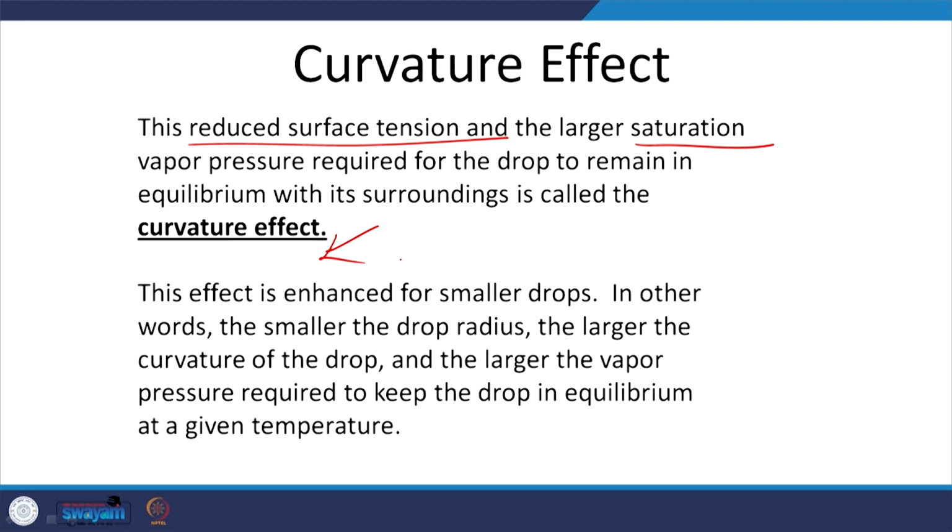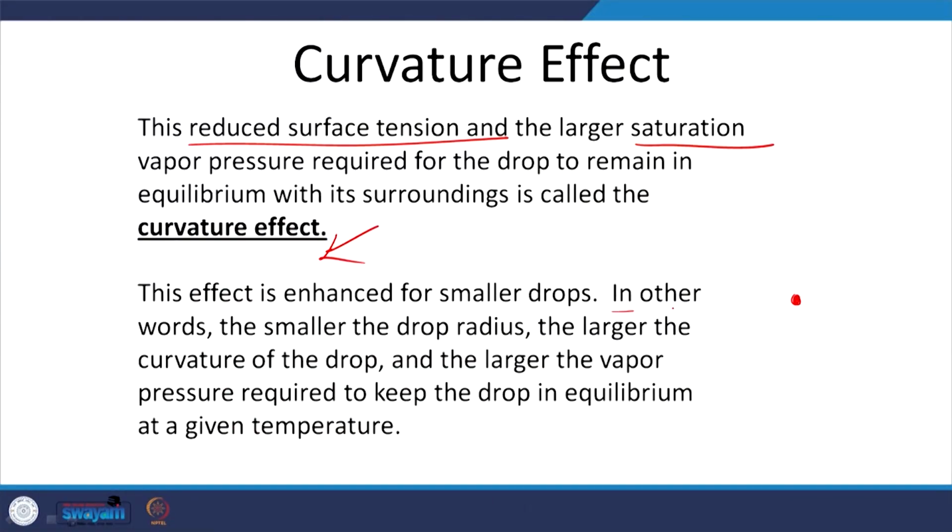So the effect is enhanced for smaller droplets. In other words, the smaller the radius of the droplet, what happens? Smaller is the radius of the droplet, automatically the average number of molecules a molecule will be attracted to is smaller. When the droplet becomes even smaller, the average number of molecules with which each molecule shares a boundary or neighborhood will be even smaller. That means the surface tension will be even smaller, right.